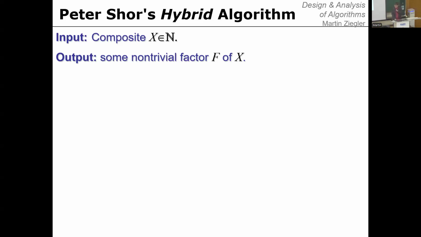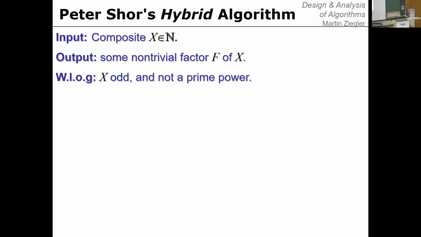That's what Shor's algorithm does, and it makes some first hypotheses without loss of generality. Suppose the input integer is odd. If it's even, we can quickly test whether it's even, and then we have the non-trivial factor 2 right away. So that's not the interesting case. Also, suppose it's not a prime power.